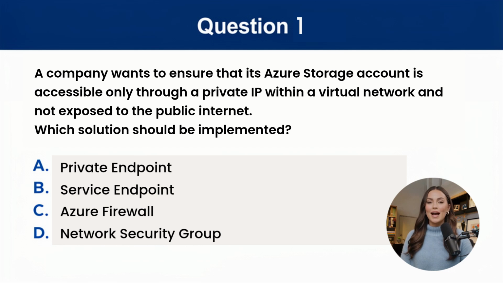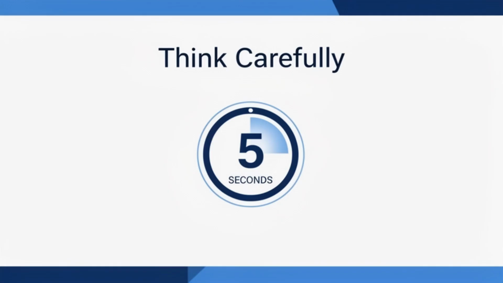Question 1. A company wants to ensure that its Azure storage account is accessible only through a private IP within a virtual network and not exposed to the public internet. Which solution should be implemented? A. Private Endpoint. B. Service Endpoint. C. Azure Firewall. D. Network Security Group. Pause and think about the best option.